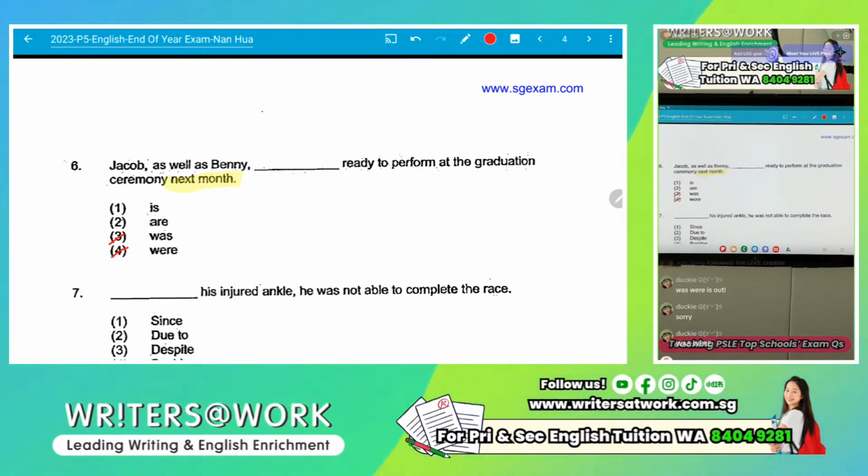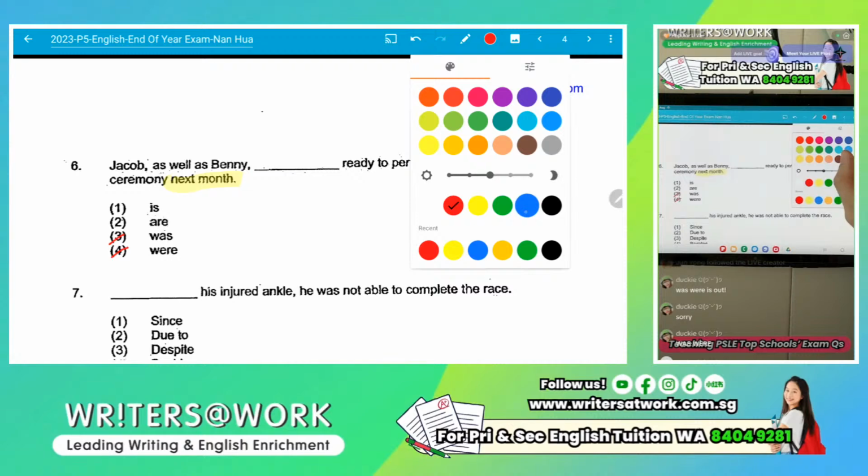Our assistant moderator over here, Ducky, coming in with the clutch. Was and were are safely eliminated because they are both referring to the past tense. Okay, so you can eliminate was and were because they are referring to the past tense, but next month tells us there's something taking place in the future.